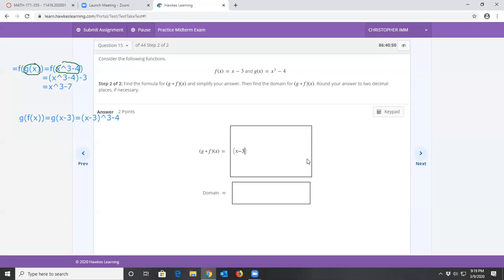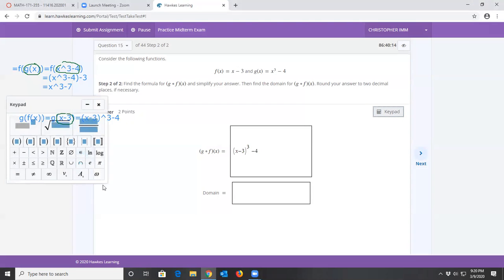x minus 3 raised to the third, minus 4. Yeah, so you don't have to expand that whole thing out. And then the domain would be the domain of this. Well, this is just x cubed shifted to the right 3 and down 4. There are no denominators, no roots, so we're good there. And then the inside function for this was that linear function, x minus 3, so there's nothing to weed out. So again, your domain here is going to be all reals.